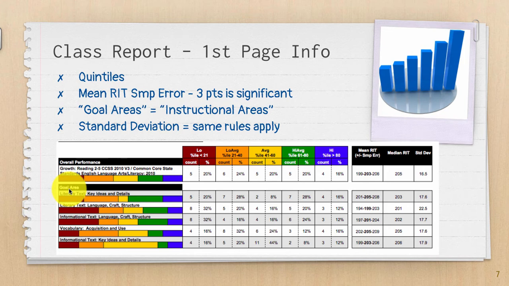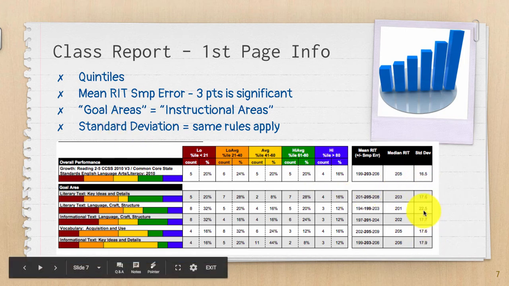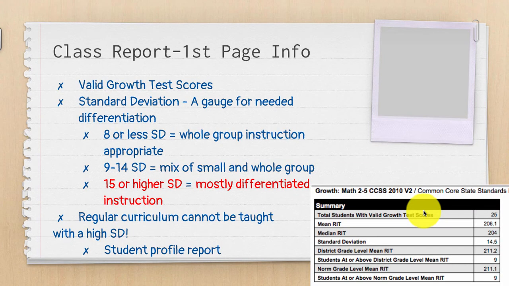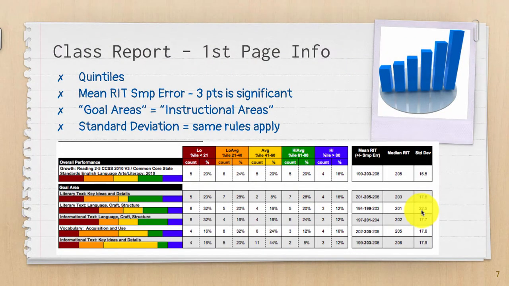They call them goal areas still on the class report. In the student profile report, they call them instructional areas. They are the same thing. And also here, notice, they will give you the standard deviation for each of these instructional areas. The same rules apply that we were talking about on this slide. Apply for each instructional area. So you can actually differentiate within an instructional area.